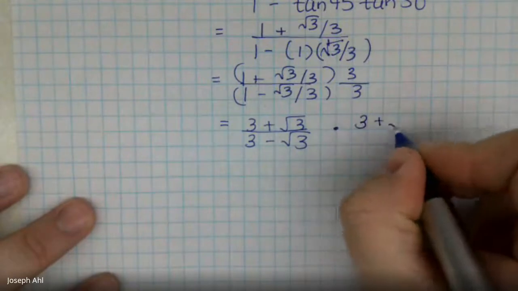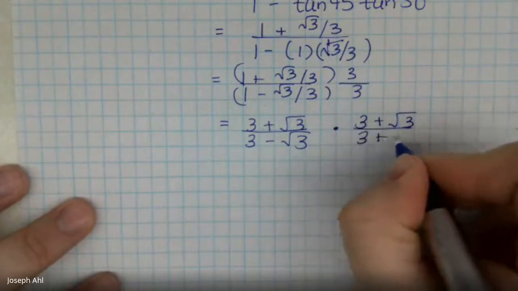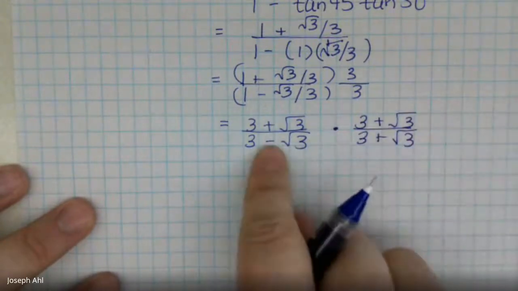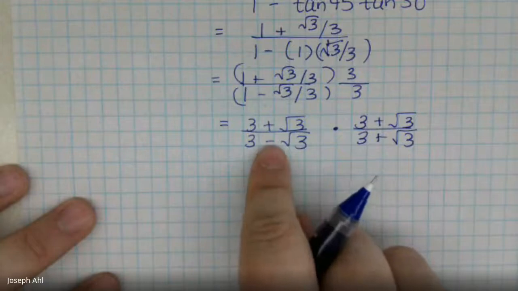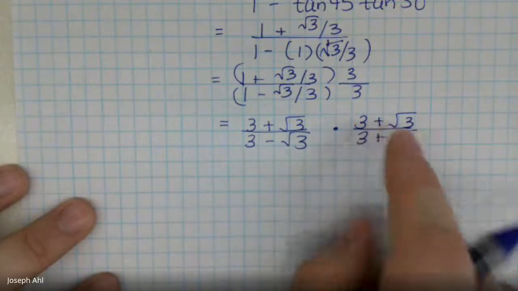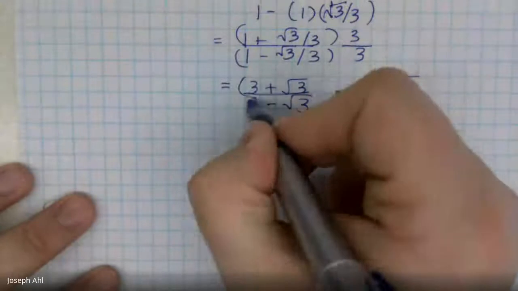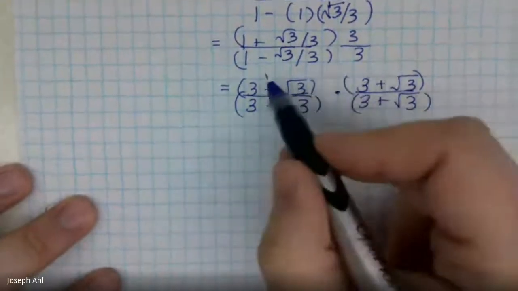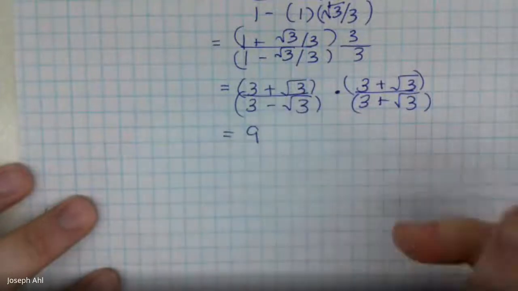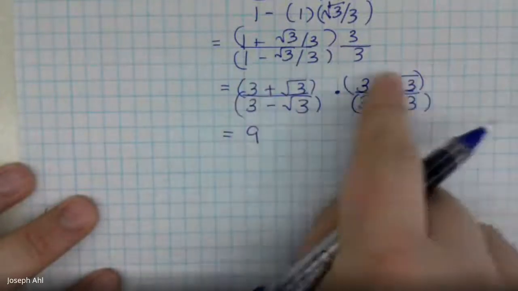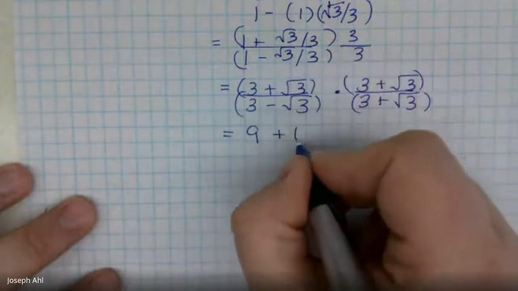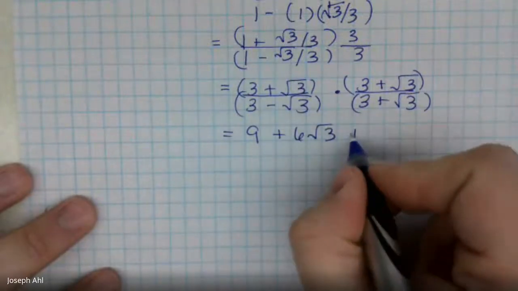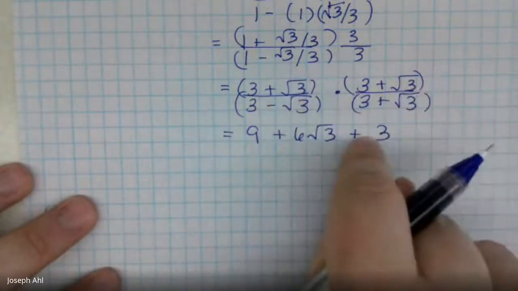So the last step is to multiply by the conjugate, which it's been a while since we've done this, but the conjugate is take the denominator and change it to a plus in the middle, just change that middle sign. And then multiply across the top and across the bottom. Let's see what happens. The top is going to be 3 times 3, which is 9. You're going to get 3 radical 3 and another 3 radical 3, so that's plus 6 radical 3s. Plus radical 3 times radical 3 is 3.